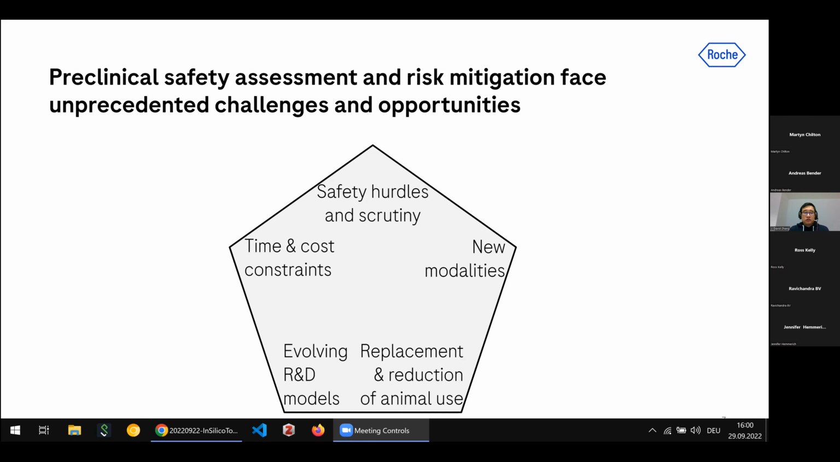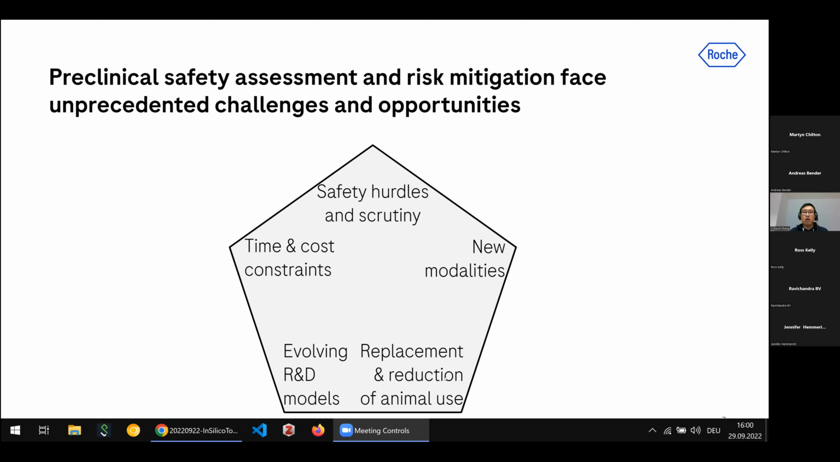To start, I want to share what other colleagues already said at the beginning of today's meeting, and also in the last meeting, very nicely illustrated by Jennifer. We face a lot of challenges in preclinical safety assessment and risk mitigation, starting from the ever higher safety hurdles and scrutiny by both the general public and regulatory agencies. We are now embracing more and more new modalities, from gene therapy to cellular-based therapy. And we are, as always, committed to replace and reduce animal use.